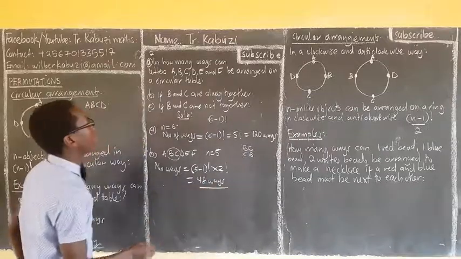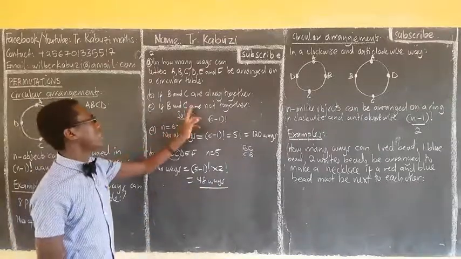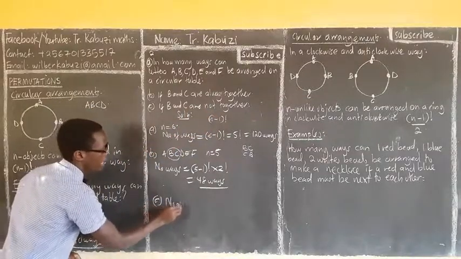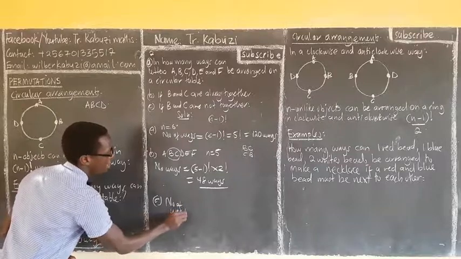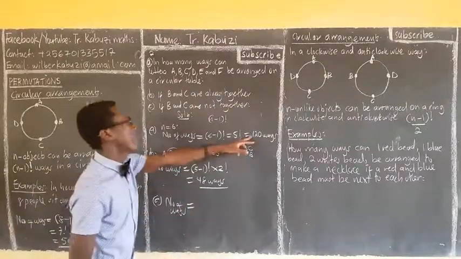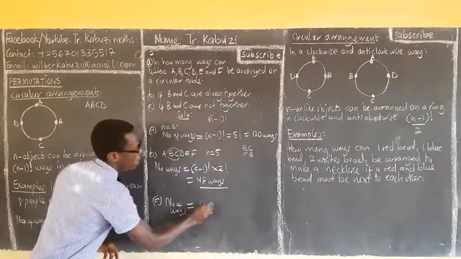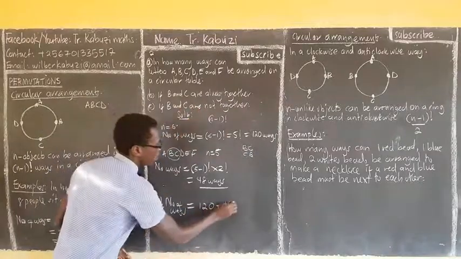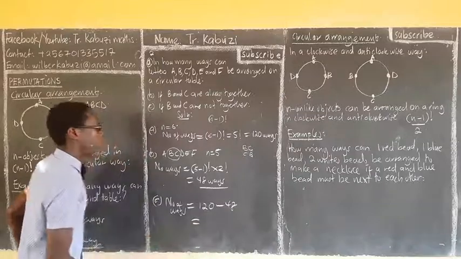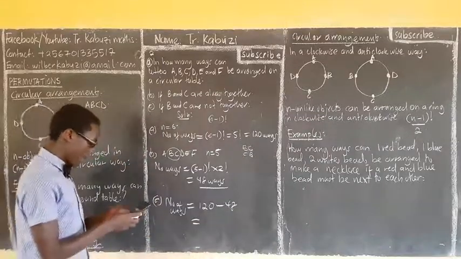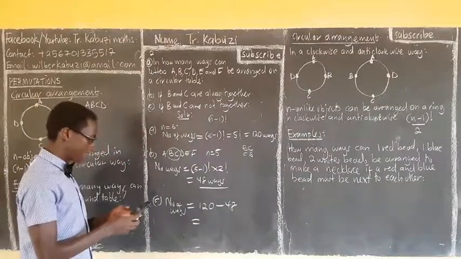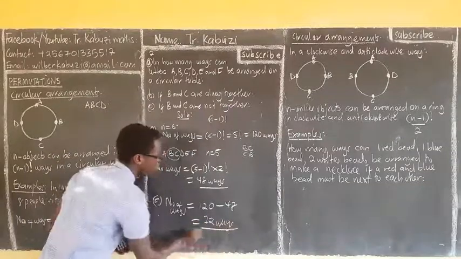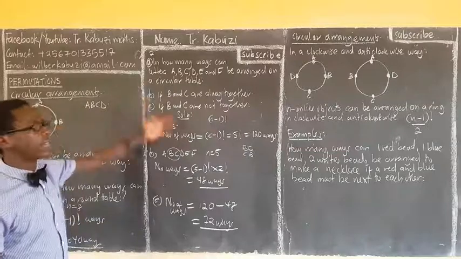Now, get the number of ways when B and C are not together. My part C: the number of ways when B and C are not together will be the number without restriction minus the number when they are together. If I do that, I'll get the number of ways when they are not together, and that will be 72 ways. So remember, that's how we handle circular arrangements.